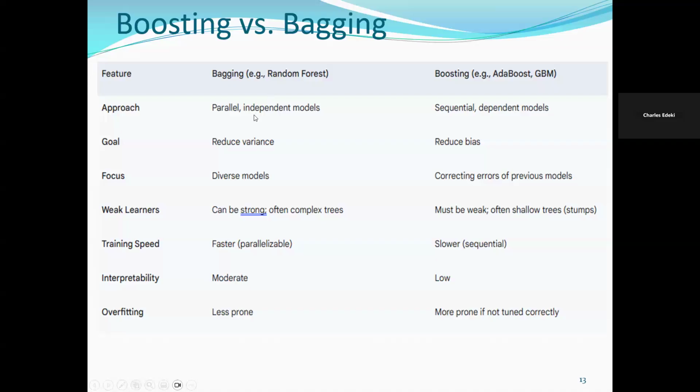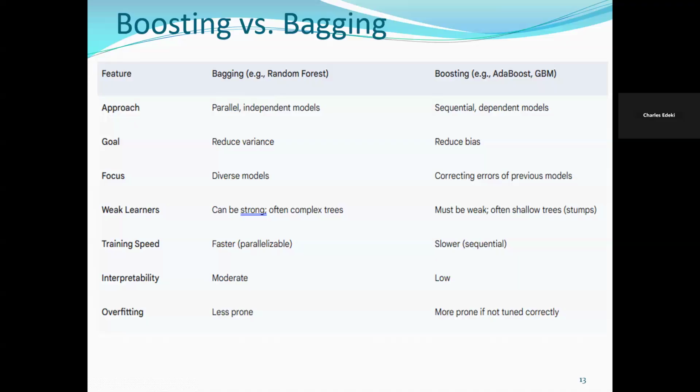So first, the approach. As we all know, bagging is parallel, whereas boosting is sequential. So it is a dependent model, which means the previous model's performance determines the next model, based on weight adjustment, etc. But in bagging, it's parallel. The models are all independent. They can be created at the same time. That's why they are parallel.